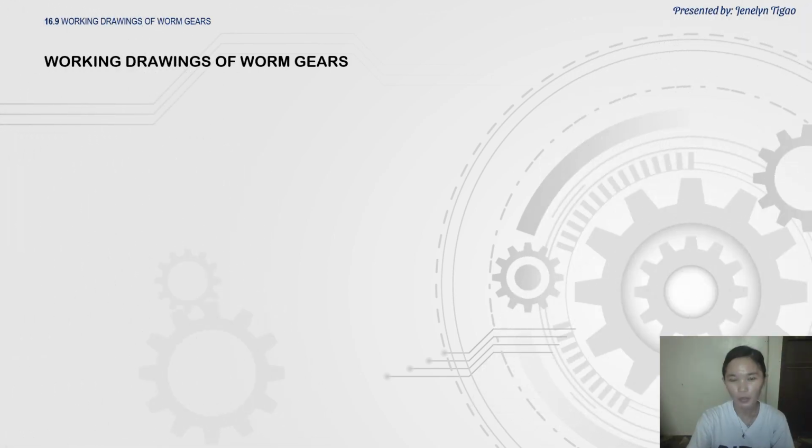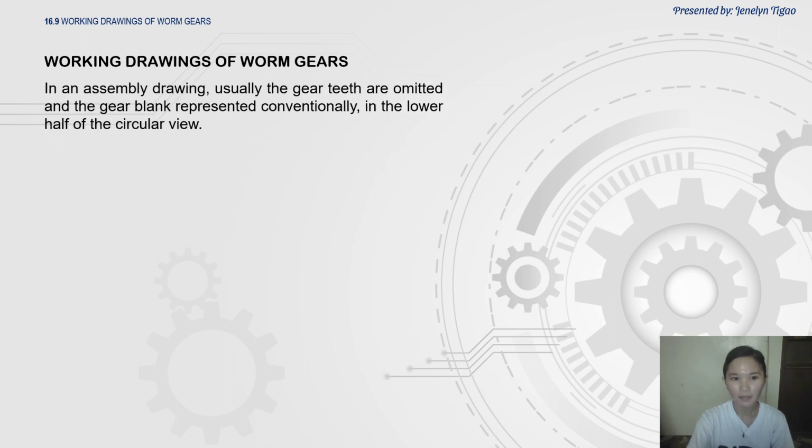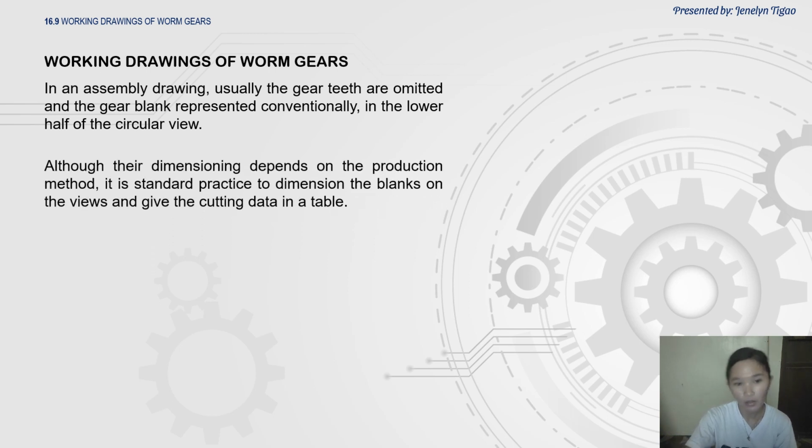Working drawings of worm gears. In an assembly drawing, usually the gear teeth are omitted and the gear blank represented conventionally in the lower half of the circular view. On detailed drawings, the worm and gear are usually drawn separately. Although their dimensioning depends on the production method, it is standard practice to dimension the blanks on the views and give the cutting data in a table.